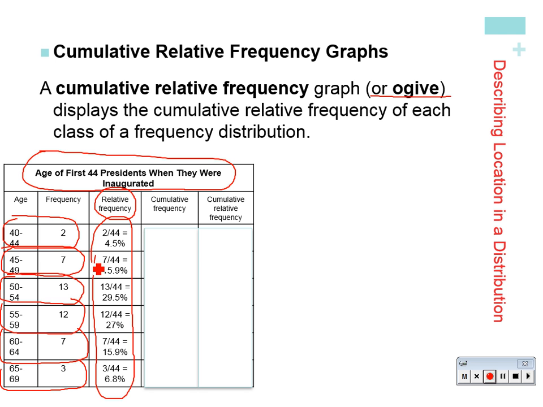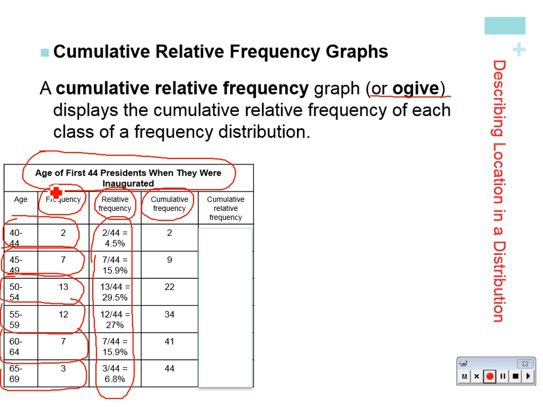If you take a look at this second column, the cumulative frequency, what we're measuring there is, we're basically taking this first column here and just keeping a running total of how many presidents were that age, or in this case, younger.